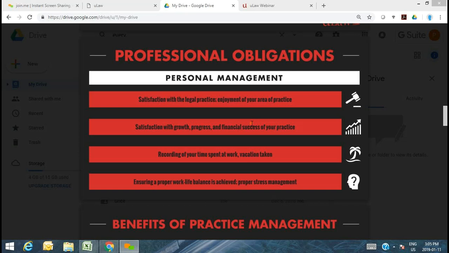So really define what satisfaction means to you and have the right tools and mechanisms that allow you to enjoy that satisfaction of being a legal practitioner. So satisfaction could be with growth, with progress, financial success of your practice, as we discussed. Recording of your time spent at work and vacation taken.